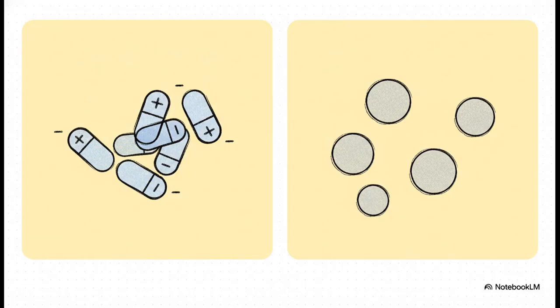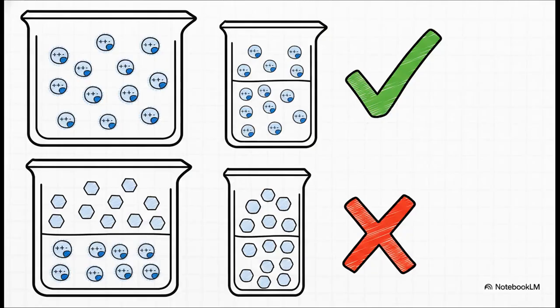Now, to get this rule, you just have to understand a concept called polarity. Think of polar molecules, like water, as having a slightly positive end and a slightly negative end. They act like tiny little magnets. And then you've got the opposite, nonpolar molecules, like oil. They have an even charge all the way around, so they're electrically neutral. No magnetic poles at all. So when we say like dissolves like, the like we're talking about is polarity.